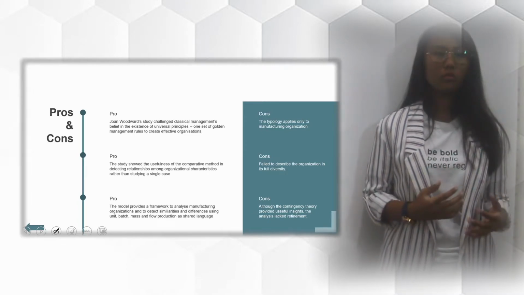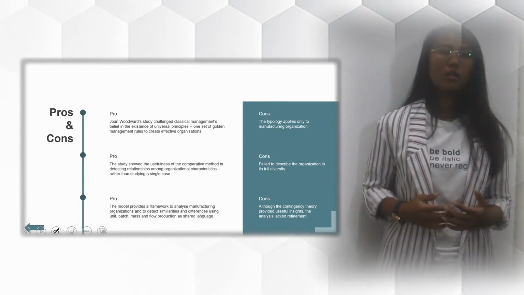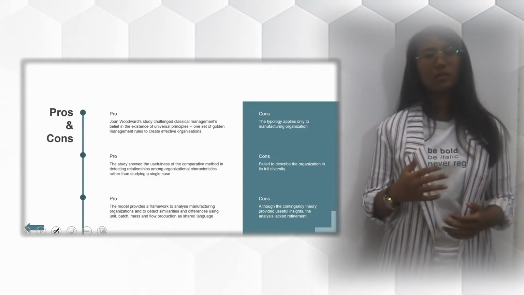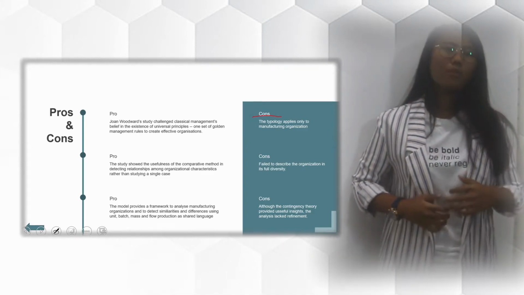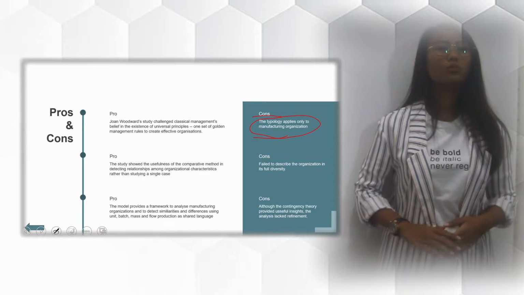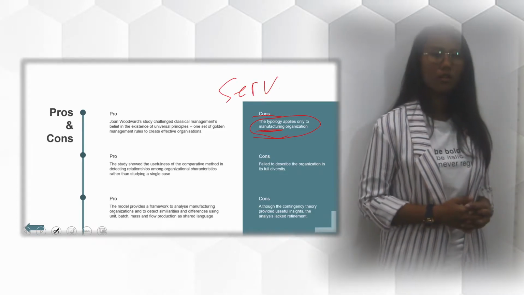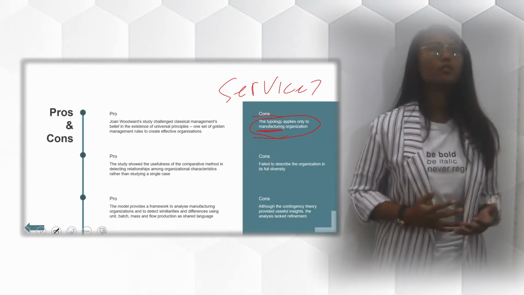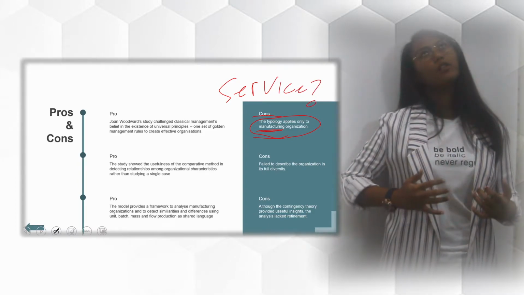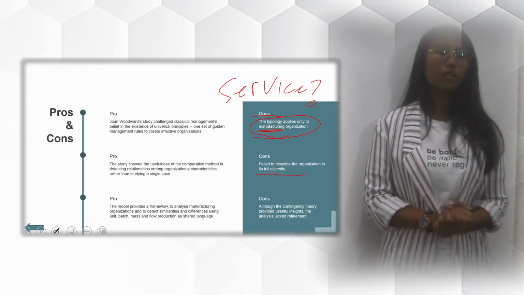That is the pro, but there is a contra too in Woodward's typology. The typology applies only to manufacturing organizations. So what about service organizations? It must be different by the technology that they use, by the structure, it must be different.